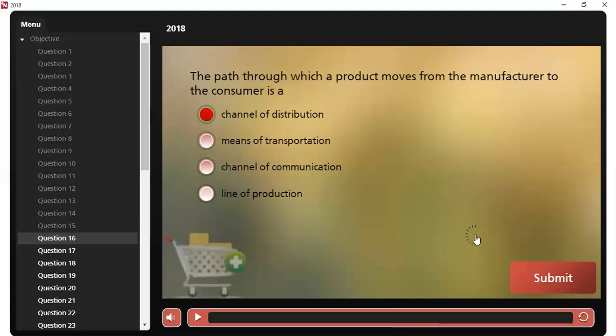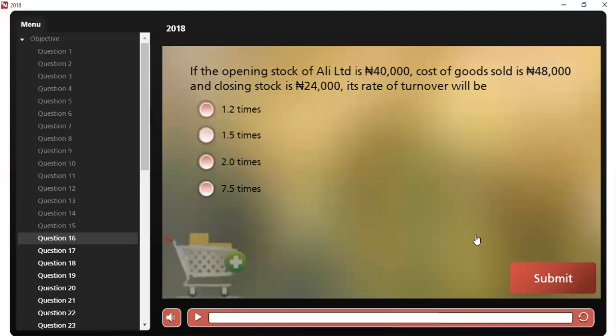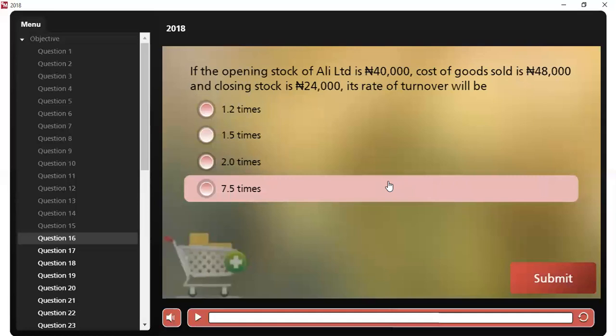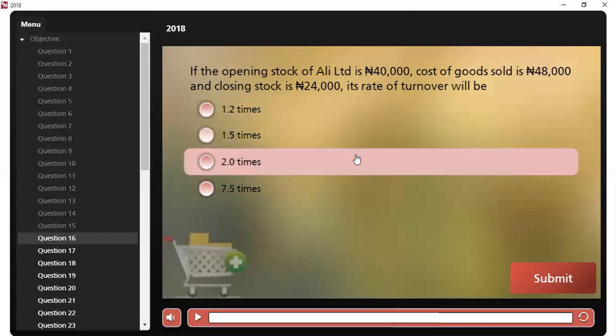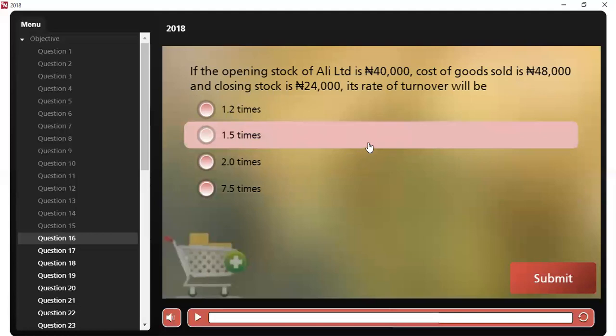Question 16. Now, if the opening stock of Ali Limited is 40,000, cost of goods sold is 48,000 naira, and closing stock is 24,000 naira. Its rate of turnover will be, now we have a formula for calculating rate of turnover, which is cost of goods sold divided by average stock.